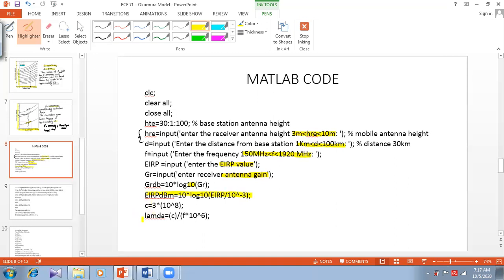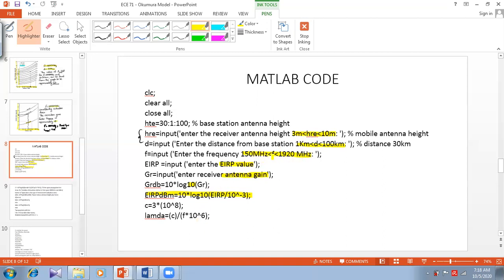And going further, the first step, as you know, in the formula is to calculate the value for your free space loss, for which you should know the value for lambda. To calculate lambda, you define the speed of light, and then you need the frequency. The frequency given to you will be in megahertz, so while calculating lambda we have C divided by F into 10 to the power of 6, because the frequency entered by the user will be in megahertz.